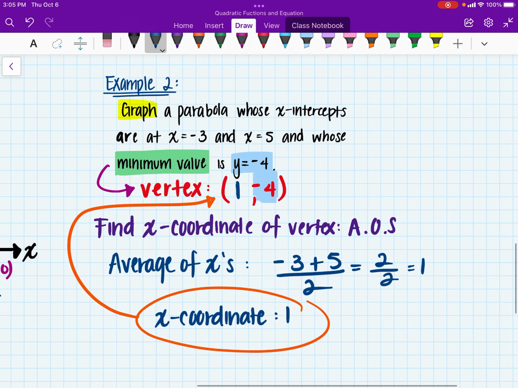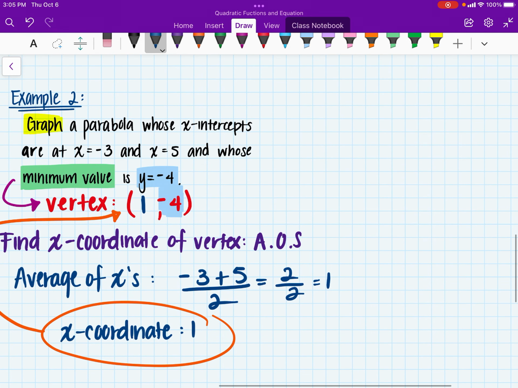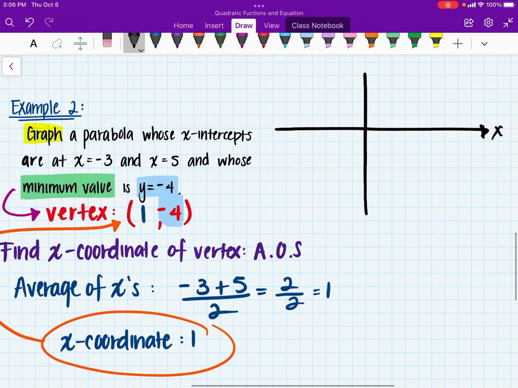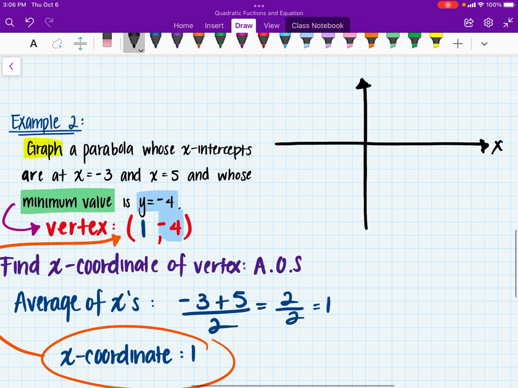So let's go ahead and graph it. I'm going to create my graph here. And that's x. Make sure to label your axes, x and y. The first point we want to plot is the vertex. So I'm going to go to the point 1, -4, and that's 1 to the right, 4 down.